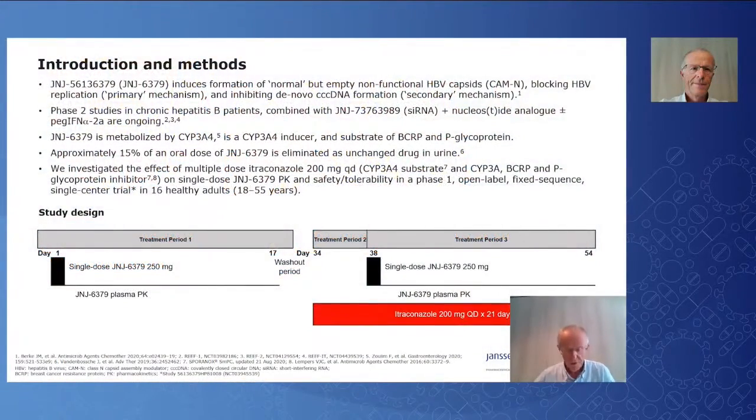Hello, I'm Joris van den Bossen. On behalf of my colleagues at Janssen, I'll be presenting results of a study on the effect of multiple-dose itraconazole on single-dose J&J 6379 pharmacokinetics.